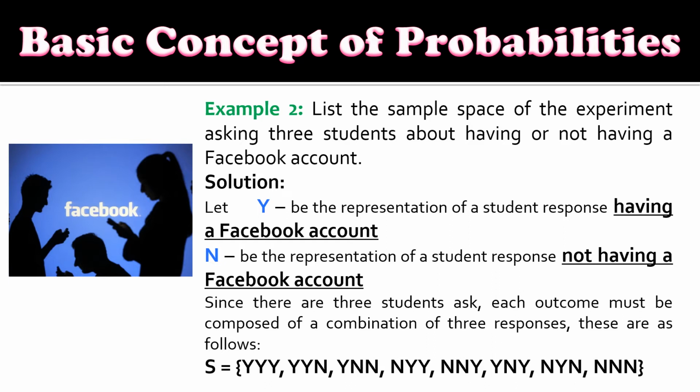The first student, second student, and third student can all have a Facebook account. So YYY, and then it can also be YYN, so the third does not have a Facebook account. It can also be YNN, so only the first one has. It can also be NYY, so only the first one does not have. NNY, YNY, NYN, and NNN, or all of them do not have a Facebook account.